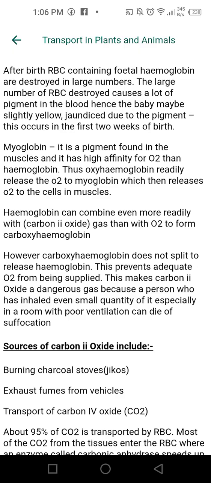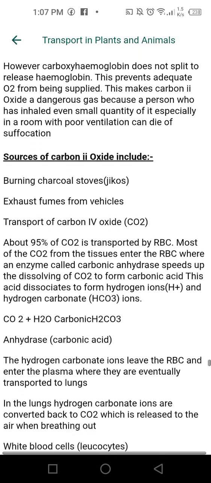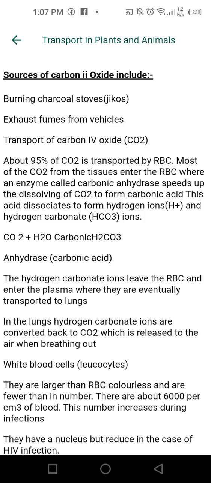Hemoglobin can combine even more readily with carbon II oxide gas than with O2 to form carboxyhemoglobin. However, carboxyhemoglobin does not split to release hemoglobin. This prevents adequate O2 from being supplied. This makes carbon II oxide a dangerous gas because a person who has inhaled even a small quantity of it, especially in a room with poor ventilation, can die of suffocation. Sources of carbon II oxide include burning charcoal stoves, kerosene, exhaust fumes from vehicles.